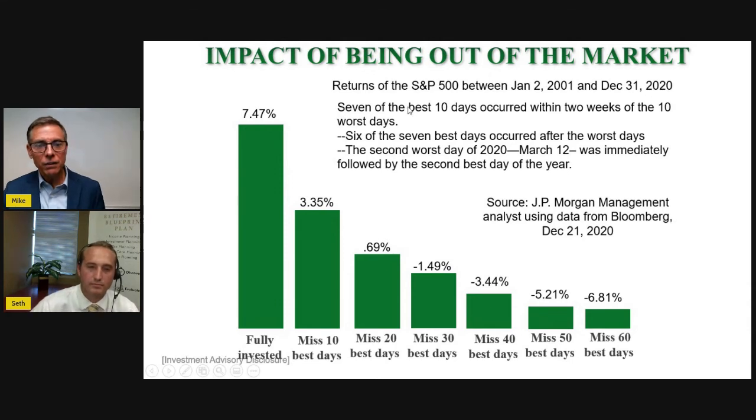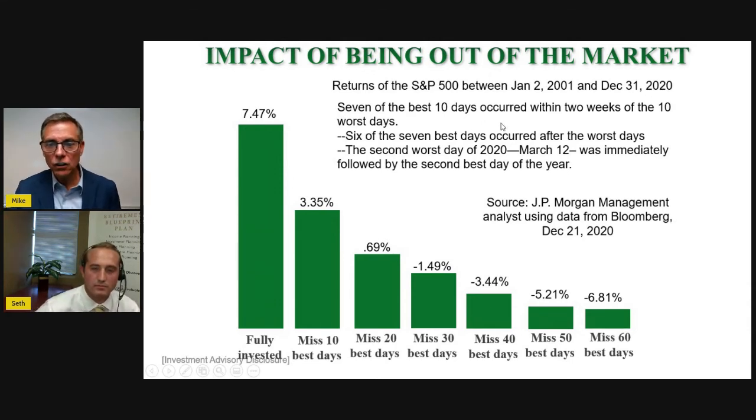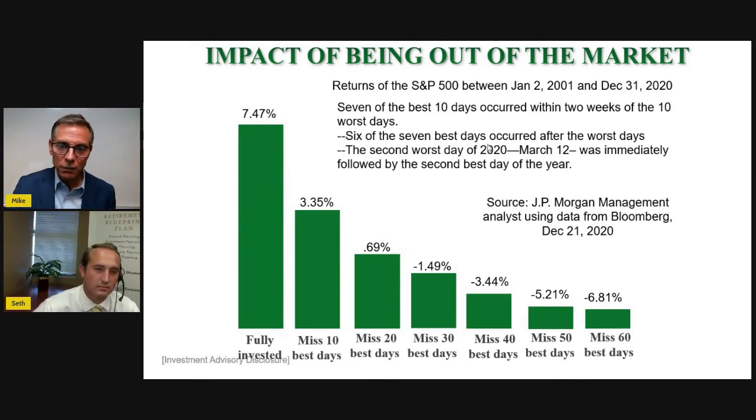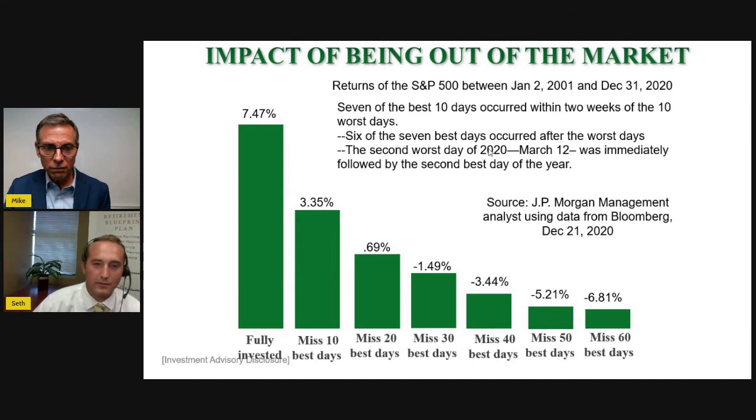It says 7 of the best 10 days occurred within 2 weeks of the 10 worst days. 7 of the best 10 days in the marketplace occurred within 2 weeks of the 10 worst days. Well, for most people who got out, they would not feel safe. And Seth, do you think it would be even possible to time this properly? No, I wouldn't try it, and I don't think anybody should.